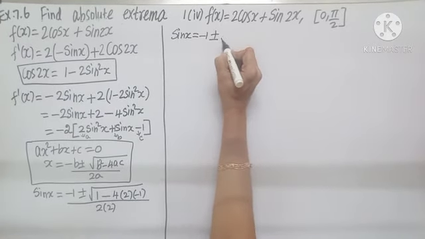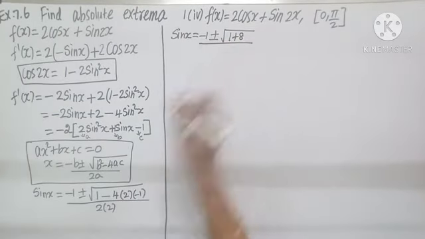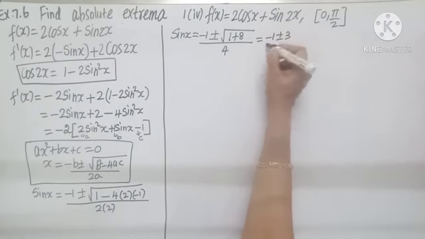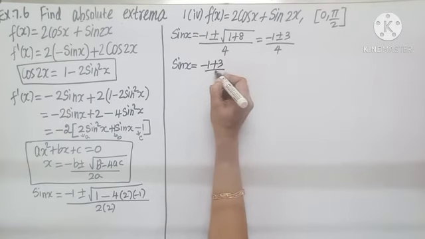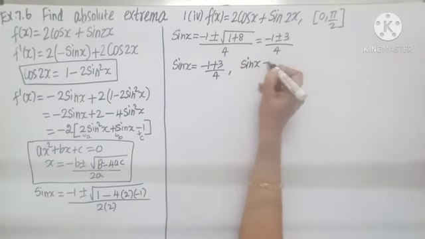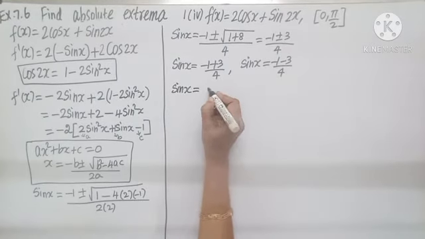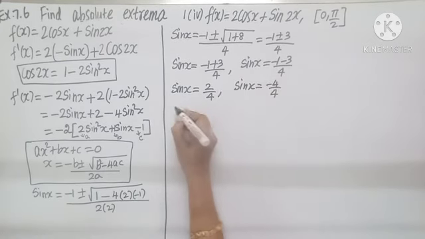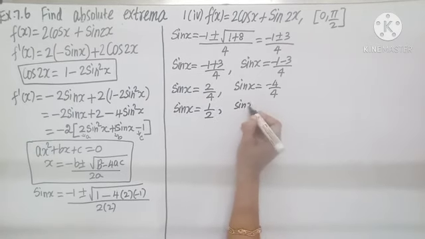Simplifying this, we get sin x equals minus 1 plus or minus root of minus into minus plus 4, 2s are 8, plus 1, 9, divided by 2, 2s are 4, that is minus 1 plus or minus 3 by 4. Sin x is equal to minus 1 plus 3 by 4, or sin x is equal to minus 1 minus 3 by 4. Sin x is equal to 2 by 4, or sin x is equal to minus 4 by 4, which reduces to 1 by 2 or minus 1.